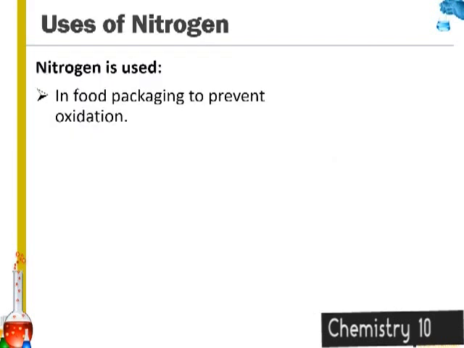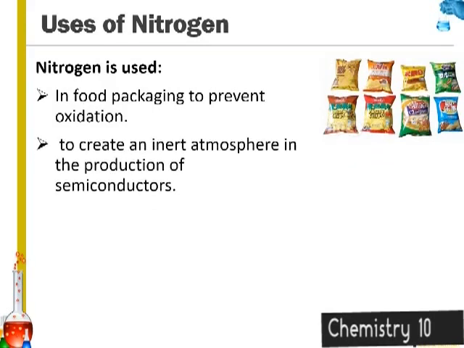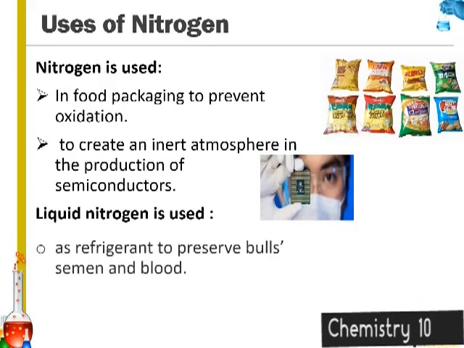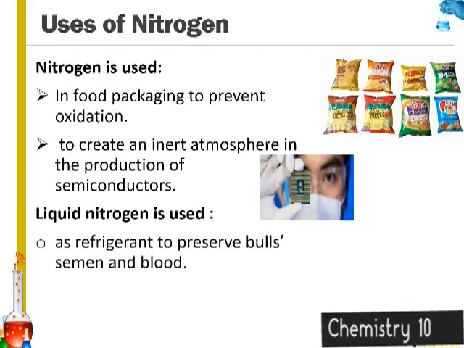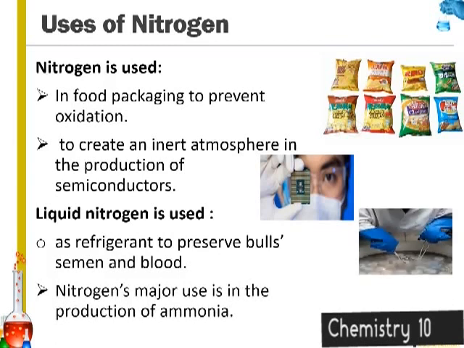Nitrogen is used in a number of applications. One way that we're able to see nitrogen in everyday processes is in food packaging to prevent oxidation. It is also used to create an inert atmosphere in the production of semiconductors. Liquid nitrogen is used as a refrigerant to preserve bull semen and blood. And nitrogen's major use is in the production of ammonia.